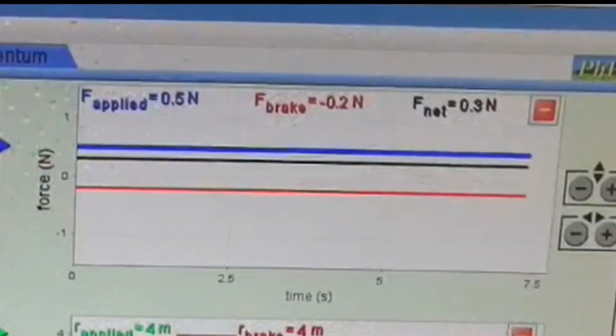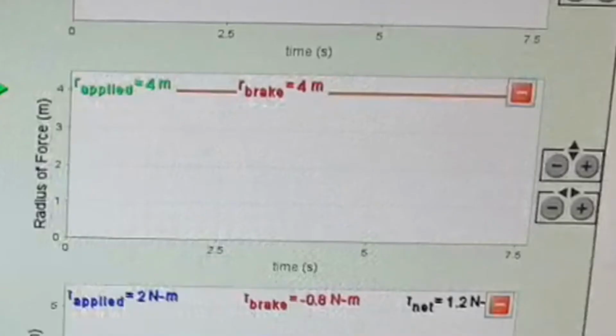In the first graph, that is the graph of the force, it can be seen that the applied force is 0.5 newtons, the net force is 0.3 newtons, and the friction force is minus 0.2 newtons. In the second graph, that is the graph of the force radius, it shows that the applied radius is 4 newtons, and in the same way the friction radius of 4 newtons.